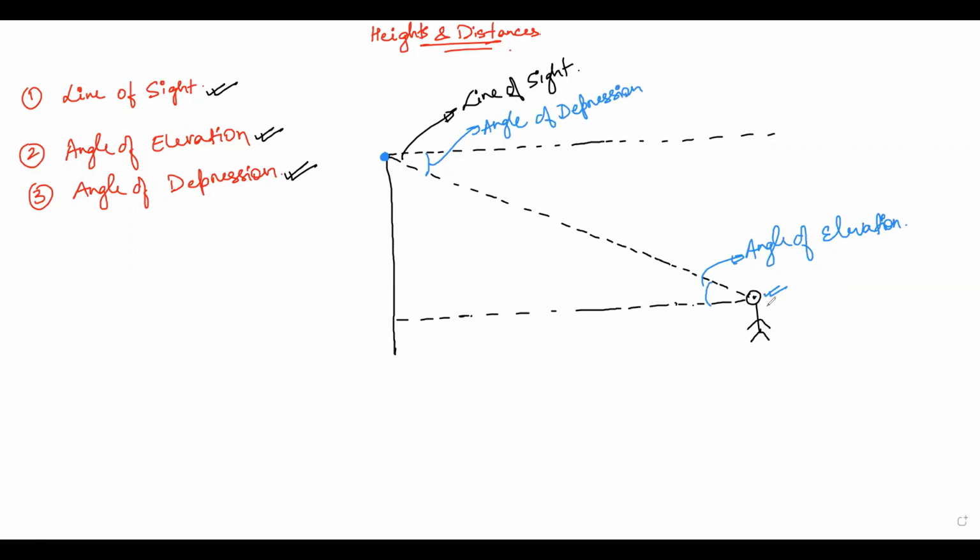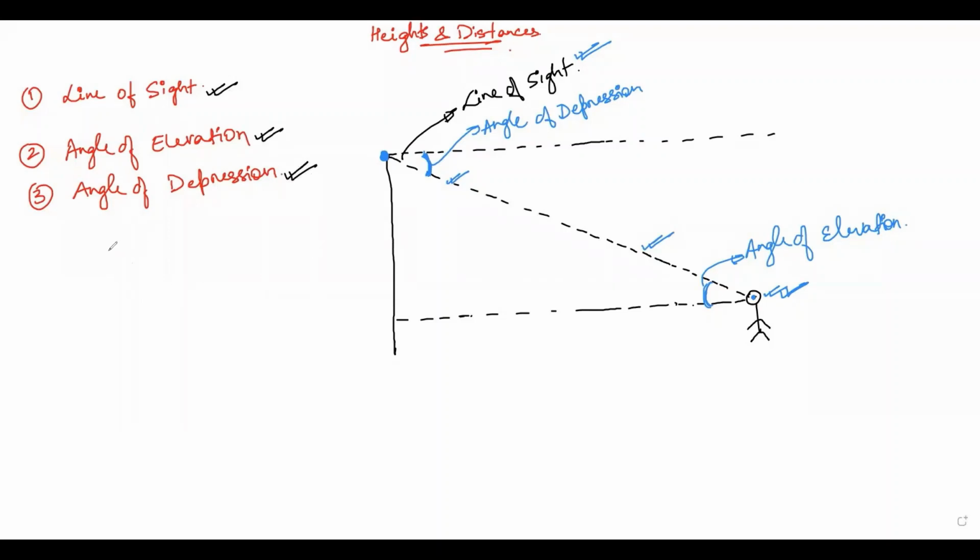So the line which is drawn from the eyes of the observer to the point being viewed on the object is called the line of sight. And the angle of elevation of this point is the angle that this line of sight would be making with this horizontal level. And the angle of depression of this point is the angle that this line of sight would be making from this horizontal level. So now we know what is line of sight, angle of elevation, and angle of depression, which we can use to solve the sums for heights and distances problems.